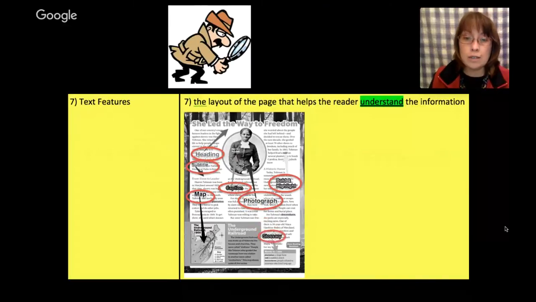And last, you have a glossary, and this is just a little area where they define certain terms to help you understand them. And sometimes the glossary is at the bottom of the page or off in the margin, or it can be at the very end of the text.